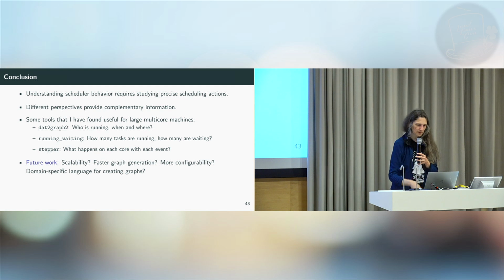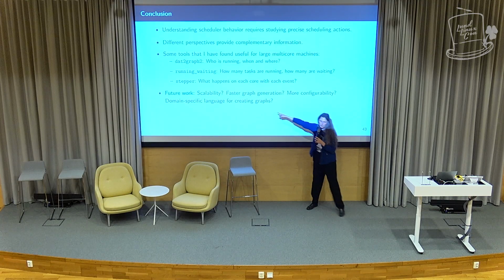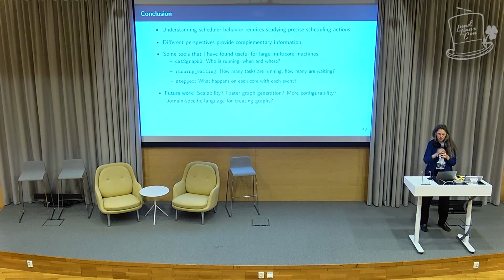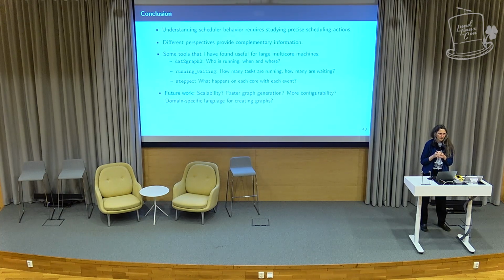So these three tools I've talked about, I've found to be helpful. Ultimately, what I would like is what I mentioned here, a domain-specific language for creating graphs. There are many other kinds of things that you might like to have highlighted, and it's a bit tiresome to have to write a new tool for every single one of them. So it'd be nice to make it more programmatic.